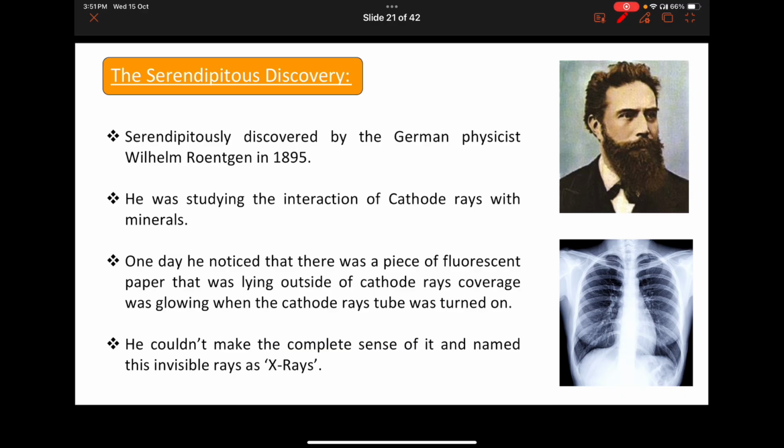And one day, he observed that there was a piece of fluorescent paper lying along the cathode ray tube. Though it was very well known at that time that the cathode rays could not travel much more than a few millimeters, he observed that the fluorescent paper was fluorescing, even though it was way out of the cathode rays' range. So it got him a bit intrigued. Though he didn't understand it completely, he got some intuitions. There are some invisible rays that are powerful enough to travel through the air, and they're making it happen. He coined the term X-rays. X means we don't know what it is, like it's kind of an enigma.